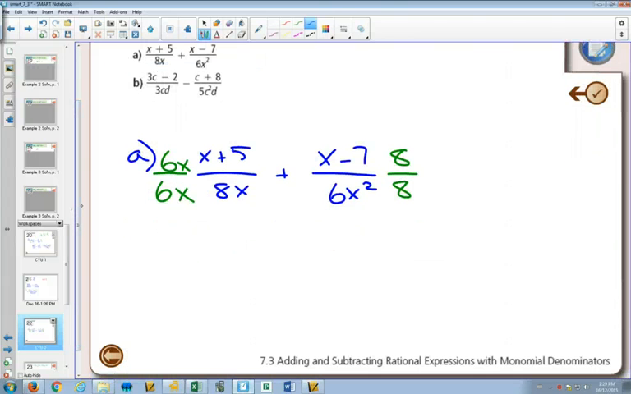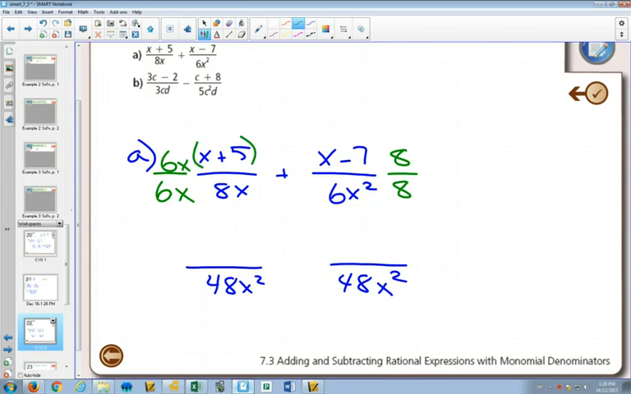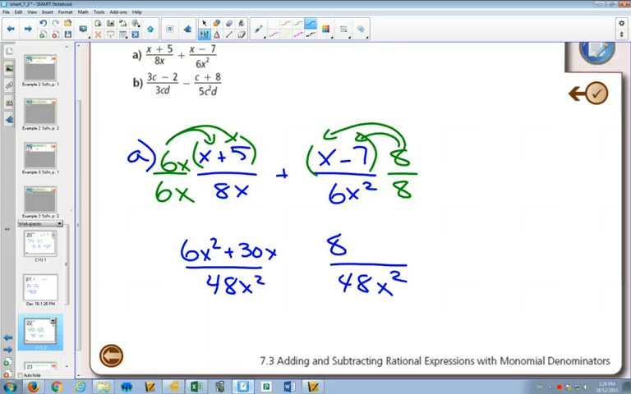Nice. So now if we multiply this through, we're going to get 48x squared and 48x squared. And 6x gets multiplied by this x plus 5. What are you going to have to do when that 6x gets multiplied by the x plus 5? You're going to have to distribute. So you're going to get 6x squared plus 30x. And over here, again, you can think of this in brackets, that 8 is going to get distributed. So you're going to get 8x minus 56.